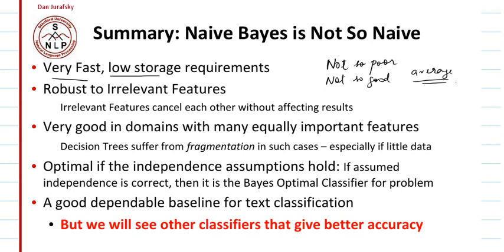So to start with any problem, naive Bayes is a good algorithm. We can use naive Bayes as a baseline algorithm to compare with other algorithms. So this naive Bayes is again a good baseline algorithm for text classification.